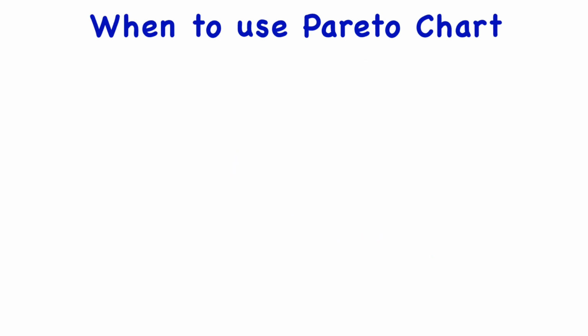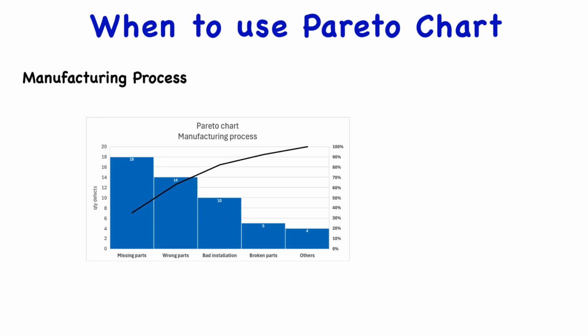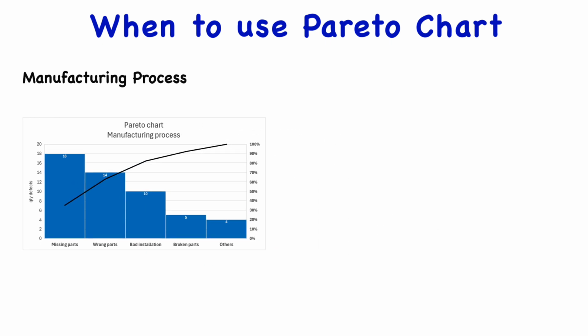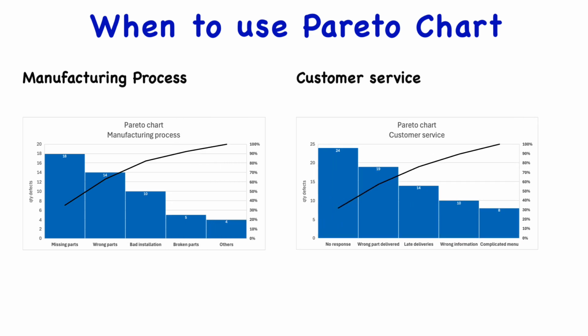When and why we use a Pareto chart? Pareto charts are incredibly versatile and can be used in numerous scenarios. For example, in manufacturing, a Pareto chart can help pinpoint the most common defects in a production line, allowing you to address the most critical issues first. Similarly, in customer service, a Pareto chart can highlight the most frequent complaints, enabling you to improve customer satisfaction effectively. Whenever you need to make a data-driven decision and focus on the most impactful areas, a Pareto chart is your go-to tool.